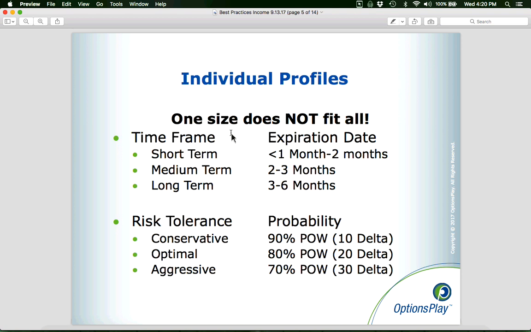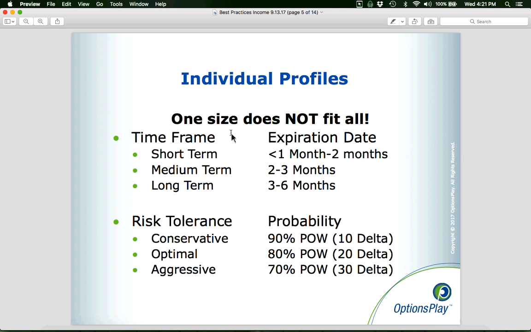So talking about individual profiles, the covered call strategy is not one-size-fits-all. Each one of you has different profiles and different risk tolerances. So I just want to go over the two things that are important to understand before you deploy covered call programs for your account. When you're selling a covered call, there are two things you need to decide: expiration date and strike price. In order to choose those two things, you need to first understand what suits you best.